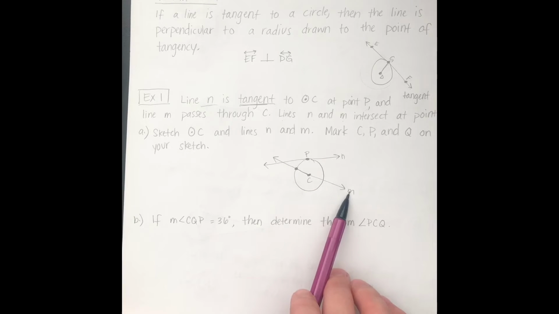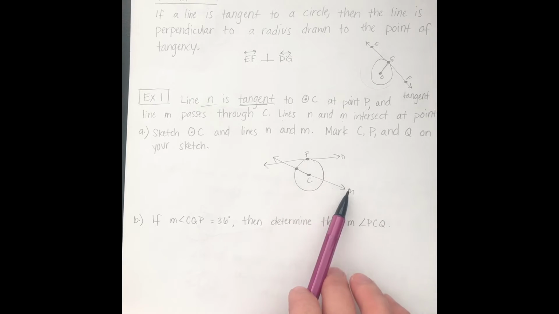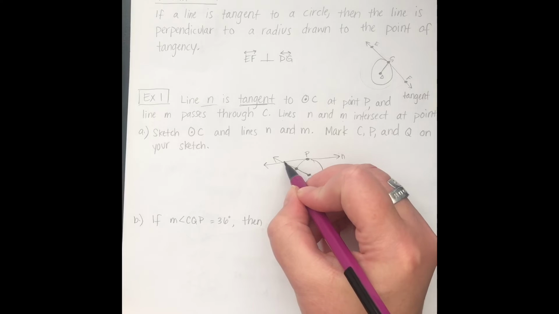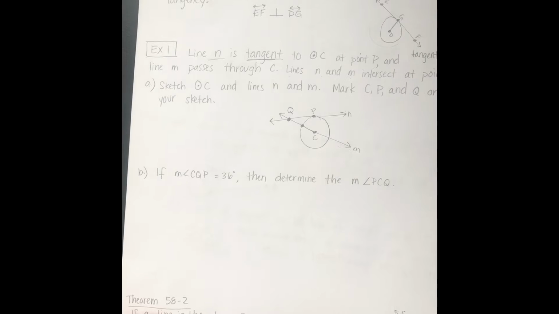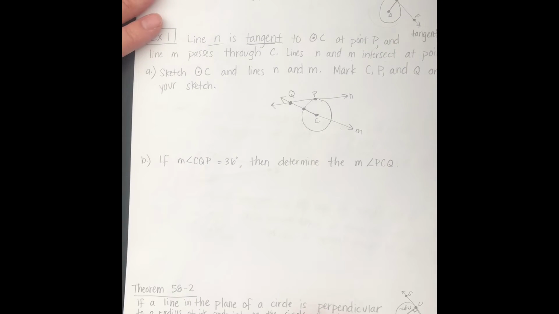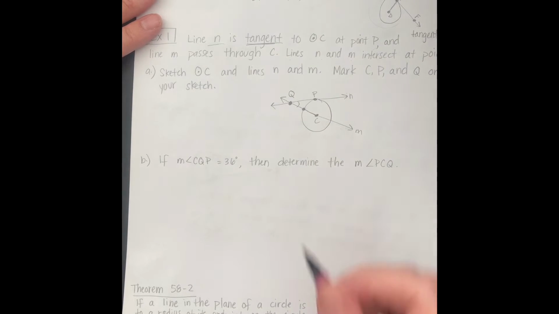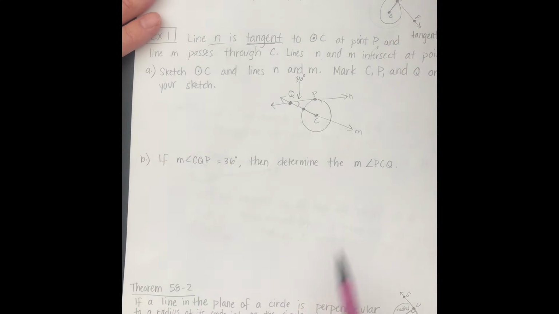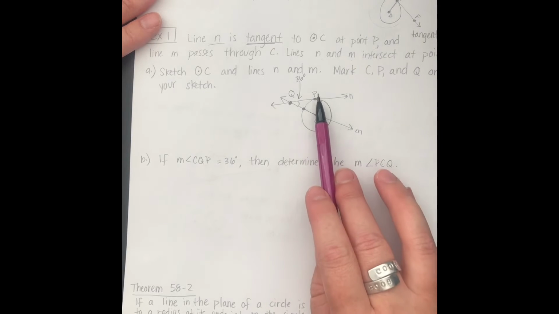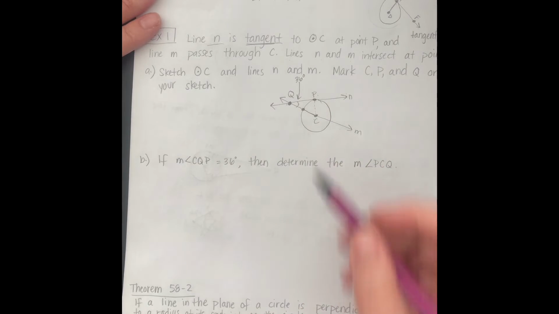And then it says that line M passes through C, so right through the center of C, and lines M and N intersect. Wherever they cross, this right here is going to be point Q. So we have our picture drawn. It says if the measure of angle CQP, this is the angle, equals 36 degrees, then determine the measure of angle PCQ. We've got to figure out what this angle is right here, okay?